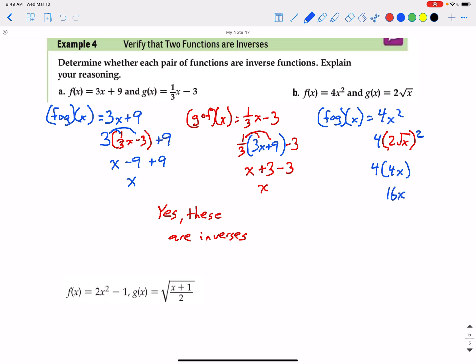And that's simplified, and it did not come up to be just x. It came up to be 16x. So that means we already know the answer to this. Since we didn't get just x, that no, these are not inverses. And there's no reason to do g of f of x, because we already know the answer. G of f of x might work, but it doesn't matter, because f of g did not work.